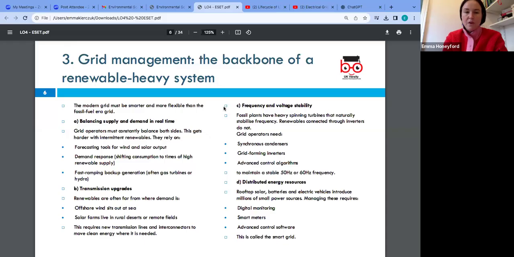So they rely on forecasting tools for wind and solar output, and demand response, so shifting consumption to times of high renewable energy. And then we've got transmission upgrades. This slide is specifically for renewable energy only, by the way. Transmission upgrades. Renewables are often far from where the demand is.